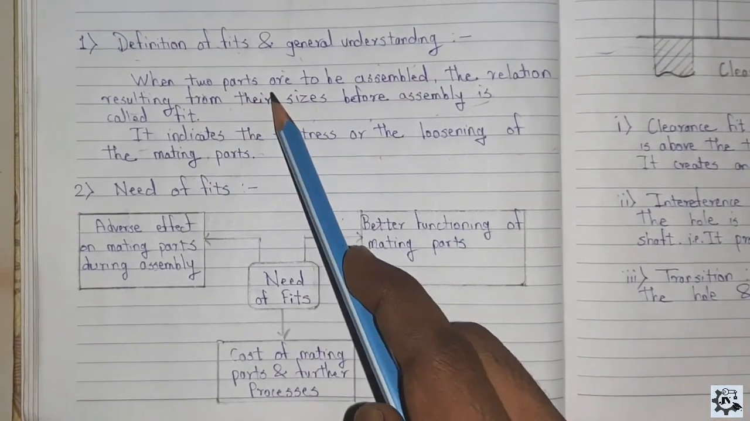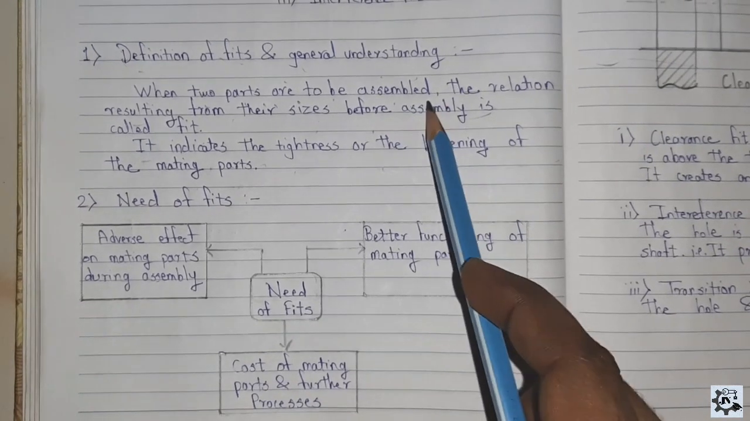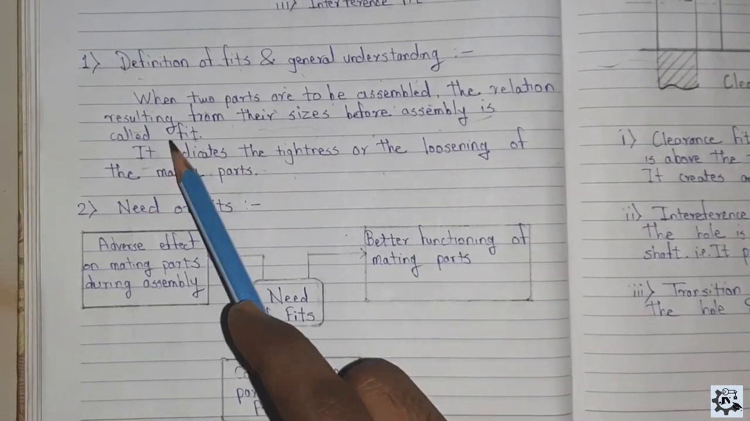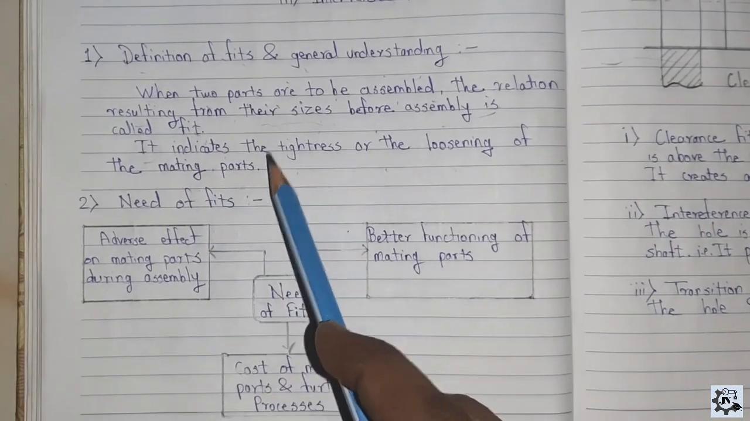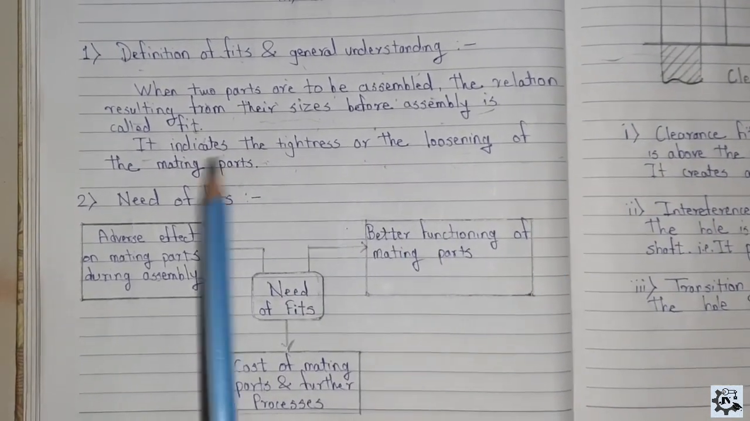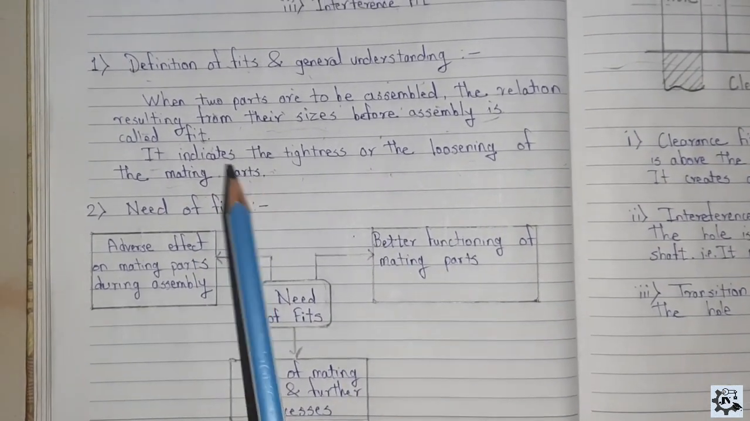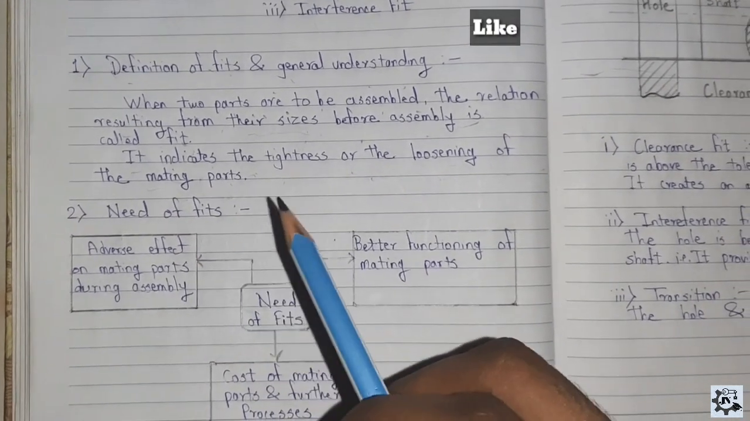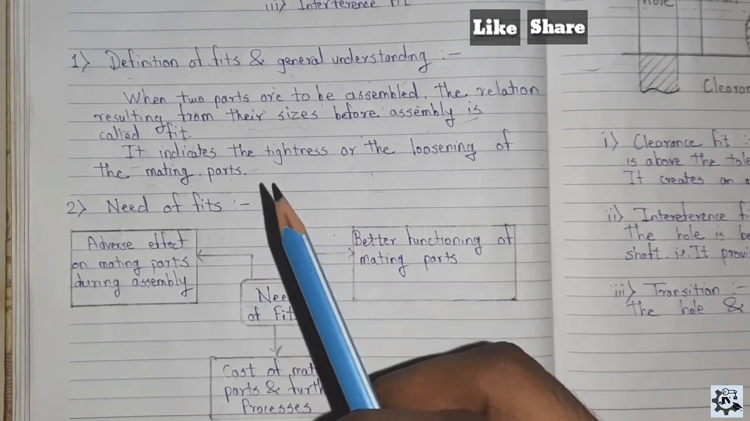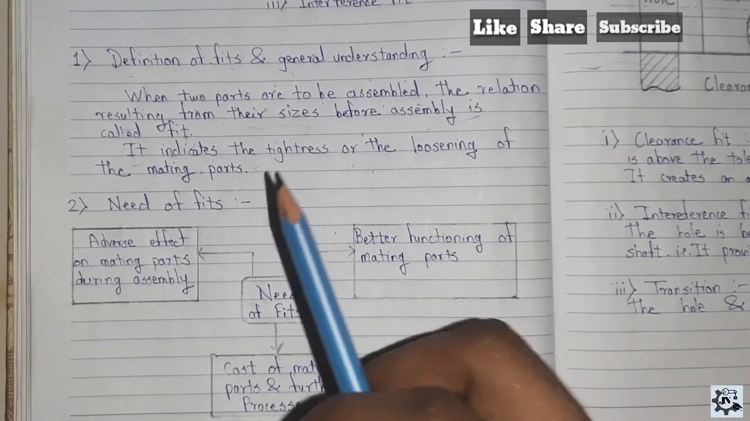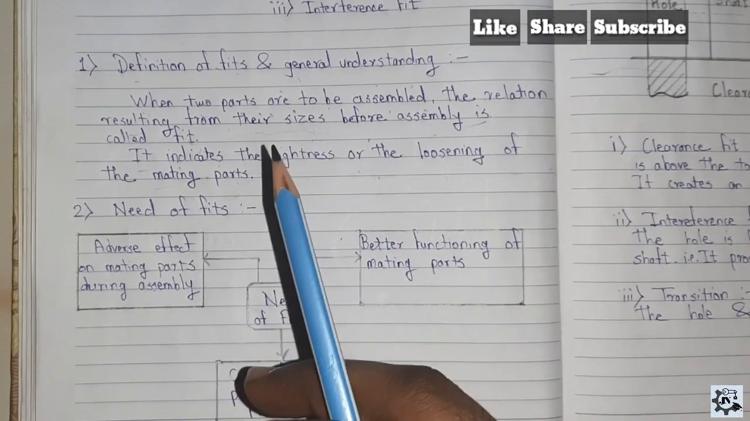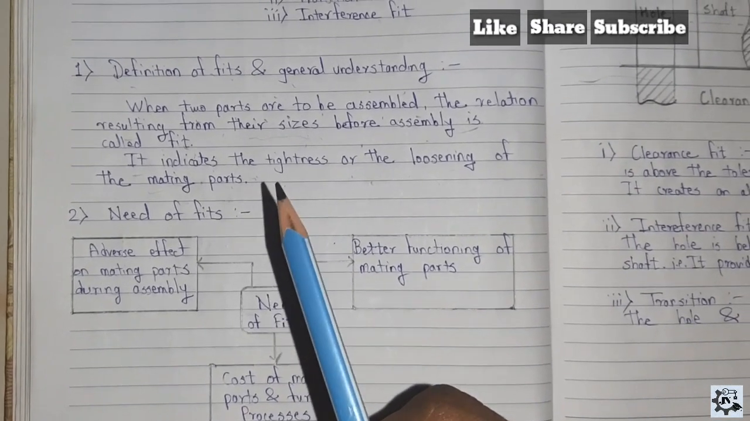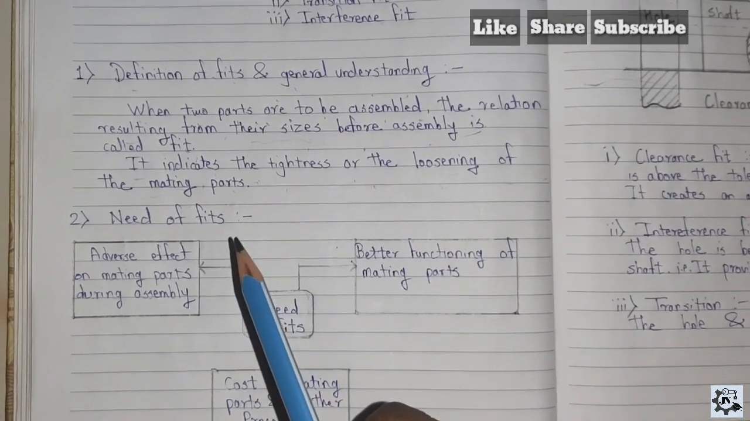When two parts are to be assembled, the relation resulting from their sizes before assembly is called fit. It indicates the tightness or the looseness of the mating parts. That means if we want to assemble two parts, the first thing we need to understand is how tight or loose these parts would be, and such a relationship resulting from the size of the parts is called fit.